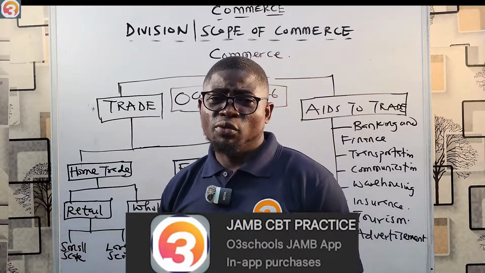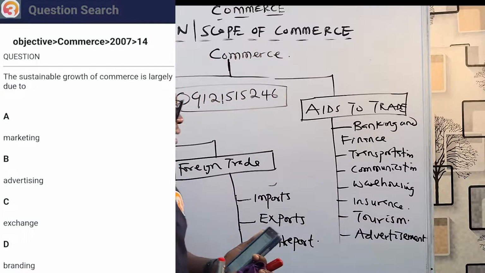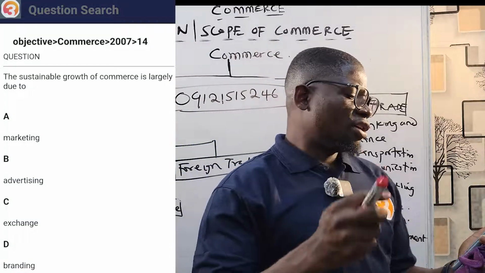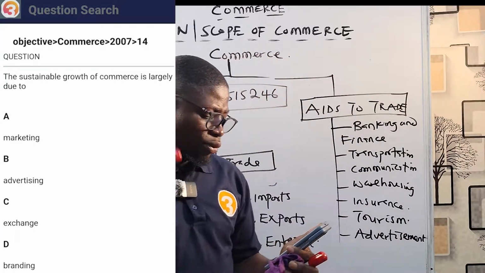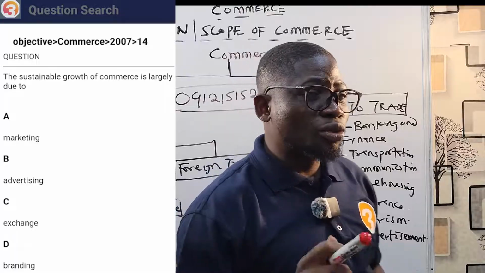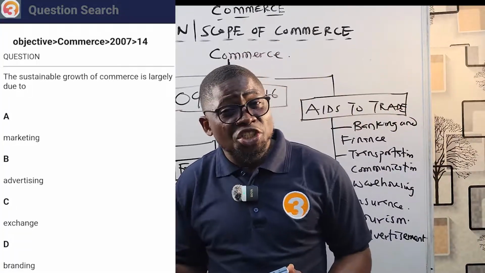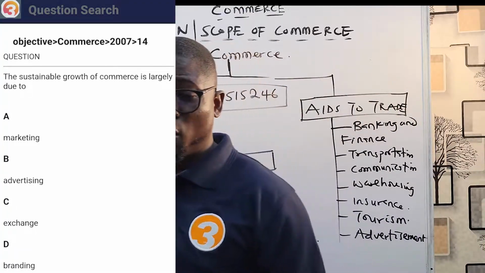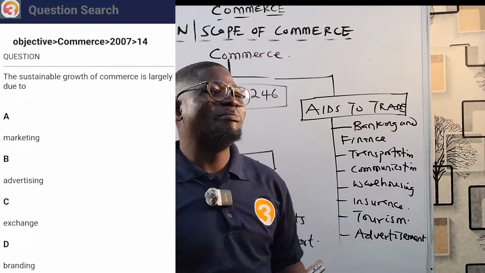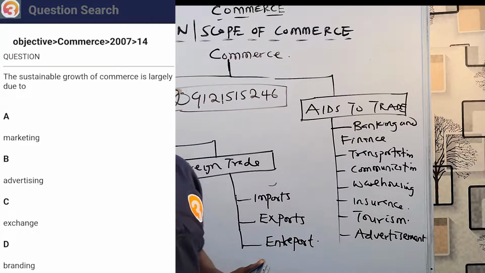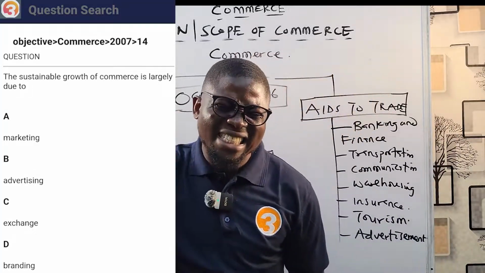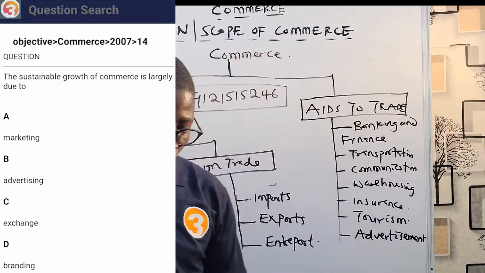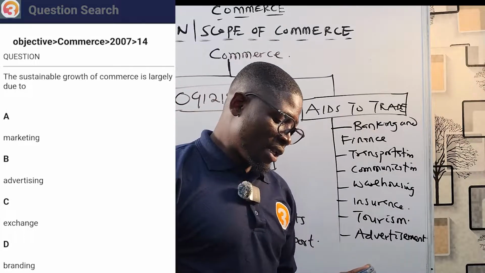This is 2007 question number 14. It says, the sustainable growth of commerce is largely due to what? Distribution and exchange. Okay, we'll talk about it. We'll talk about the scope of commerce now. We'll say it encompasses, it embraces all that's involved with the distribution and exchange of goods and services for the satisfaction of people.